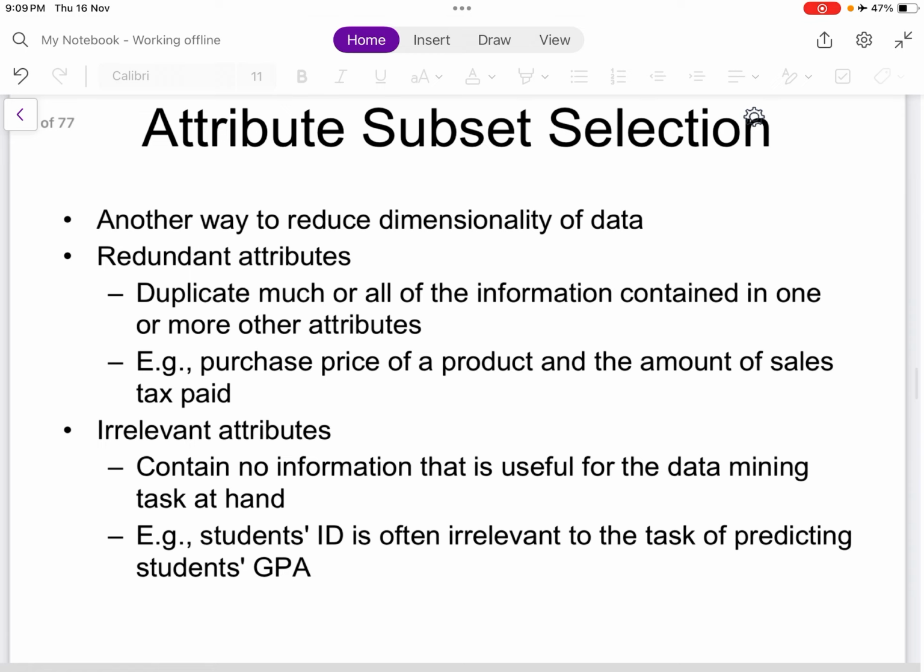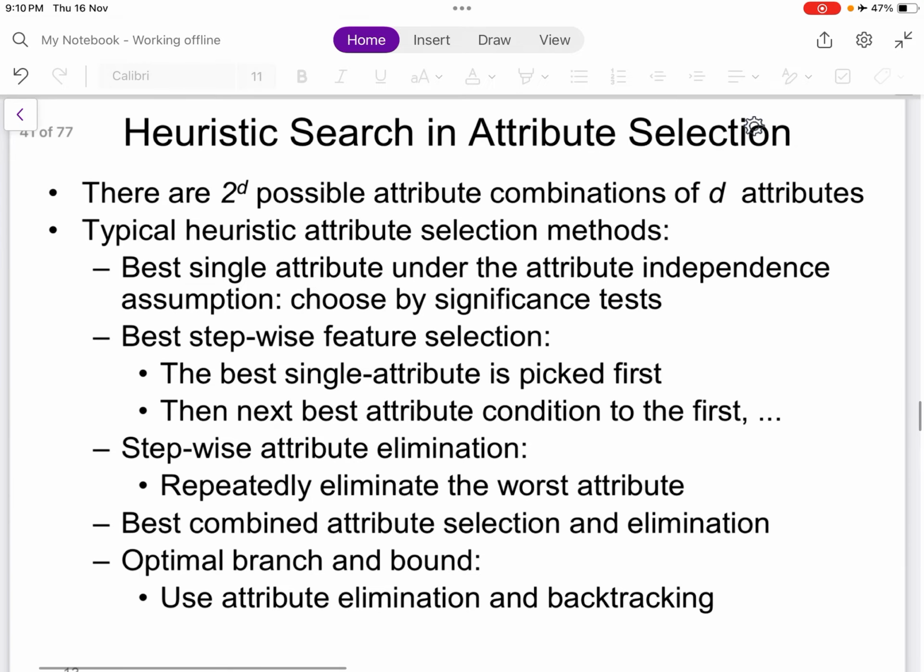Attribute subset selection is another way to reduce dimensionality of data. Redundant attributes duplicate much or all of the information contained in one or more other attributes. Example: purchase price of a product and the amount of sales tax paid. Irrelevant attributes contain no information that is useful for the data mining task at hand. Example: student ID is often irrelevant to the task of predicting students' GPA.